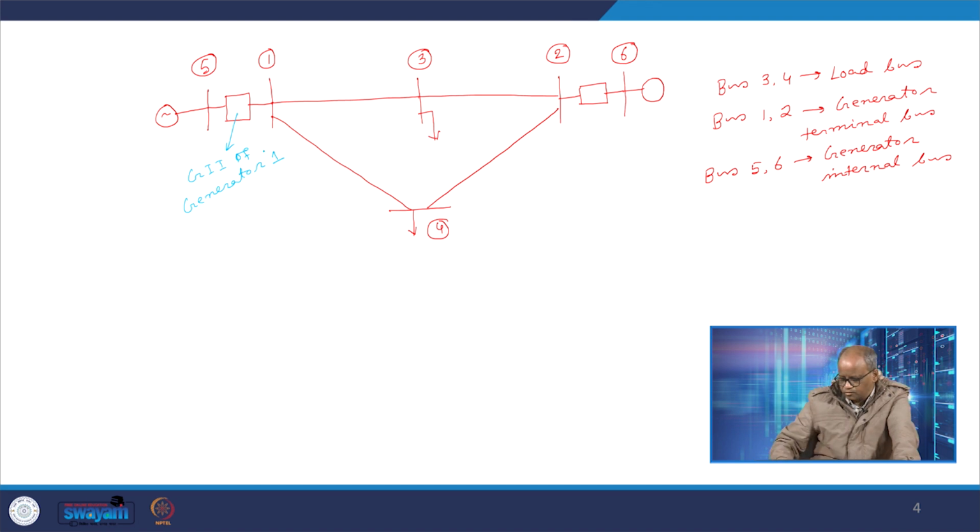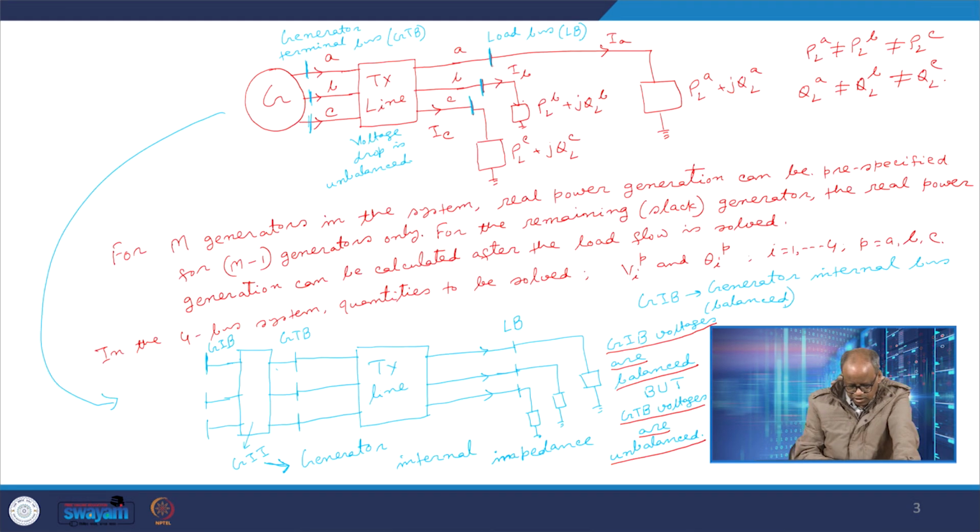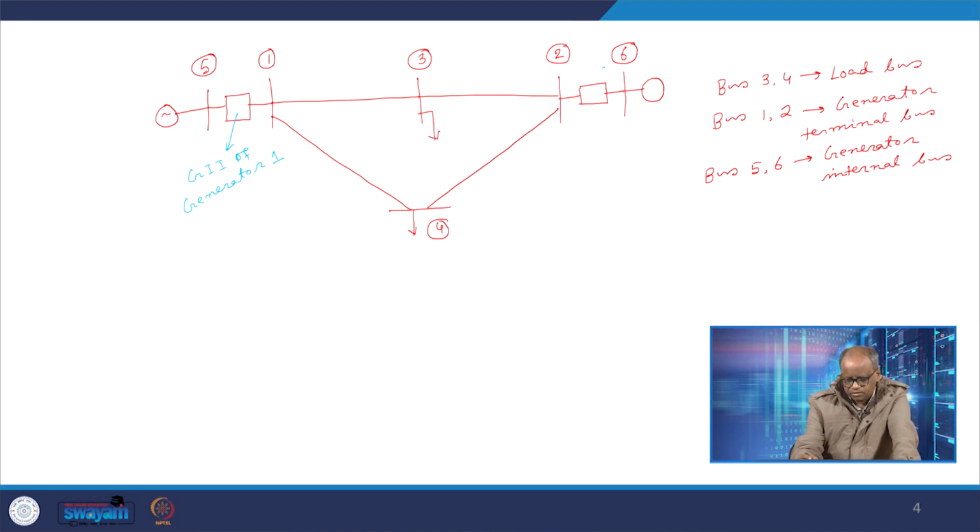What is GII? That we have already defined in the last slide. GII is called generator internal impedance, and this is the GII of generator 2. Please note these impedances are also 3 cross 3 matrices. How this 3 cross 3 matrix would be computed, that we will discuss a little later on. But these can also be represented by an equivalent 3 cross 3 matrix.